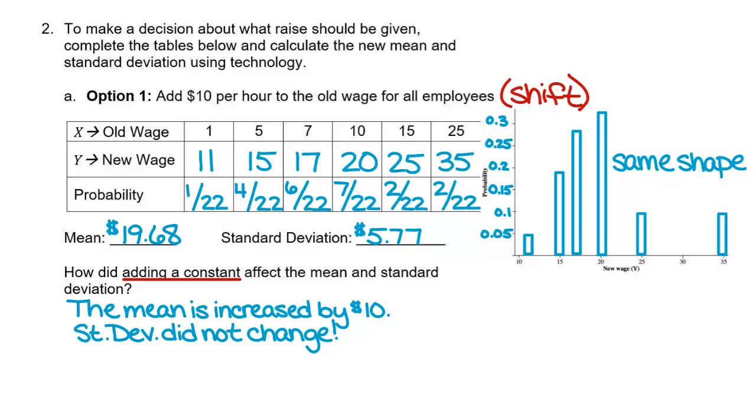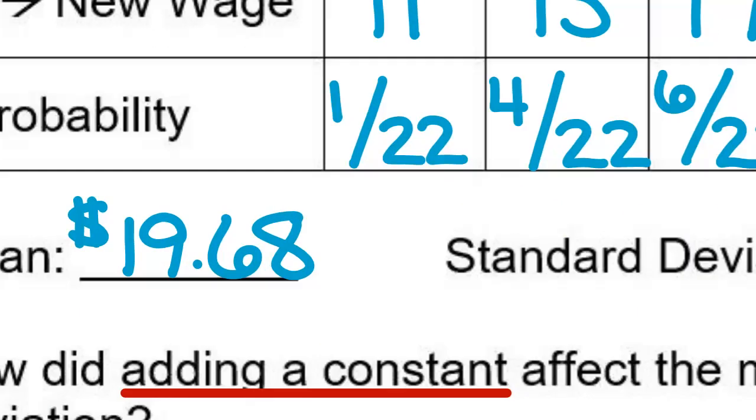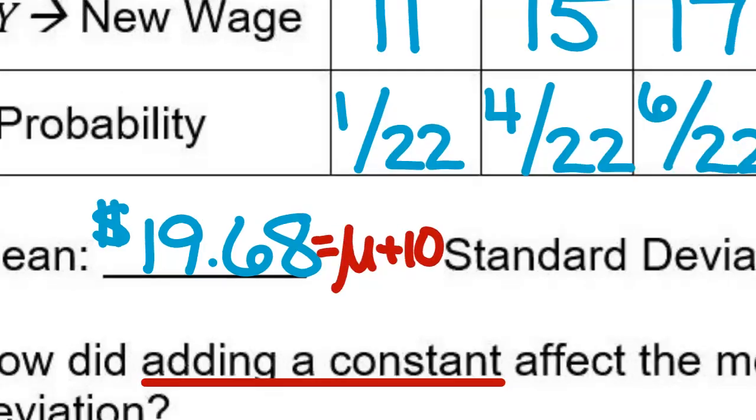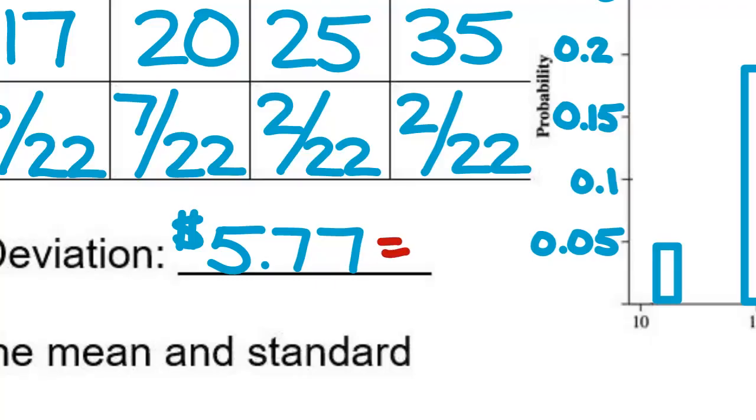The mean was increased by the exact same amount that we added onto all of those dollar figures. So we had the mean plus 10, and this is just the same sigma.